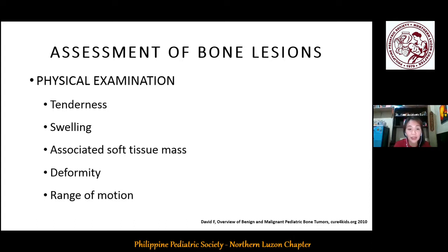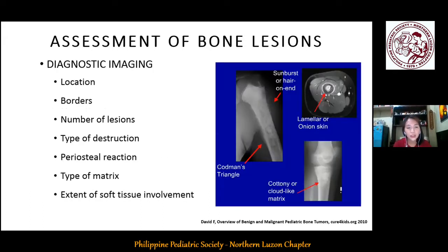It is important to do a thorough physical examination. So we evaluate for tenderness, swelling, and associated soft tissue mass, and any kind of deformity that would suggest the lesion has been there for a long time, and check for the range of motion. In addition to history and physical examination, another piece of information that can narrow down the diagnosis significantly is the radiograph.